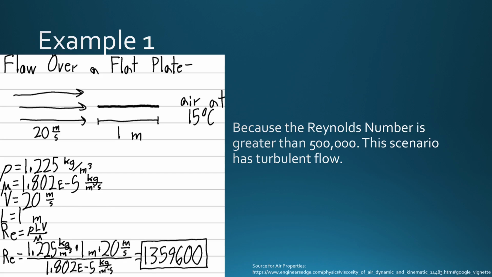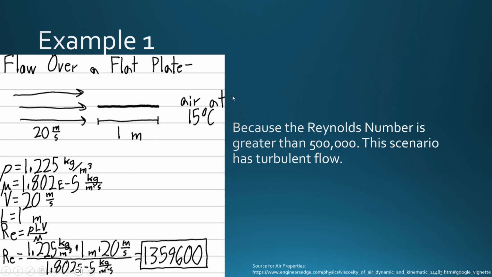Alright, so now we're just going to move on to a few examples. So we'll start with a very basic example of flow over a flat plate. So we have air coming in at 20 meters per second, and the flat plate is 1 meter long.